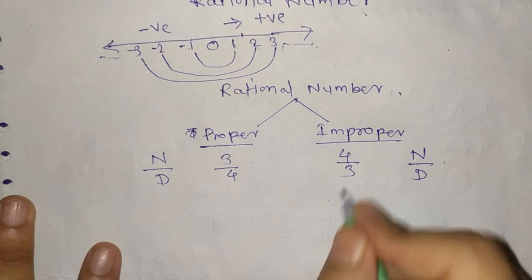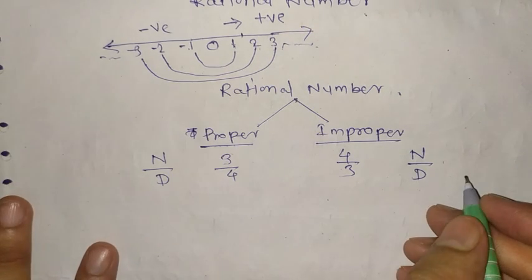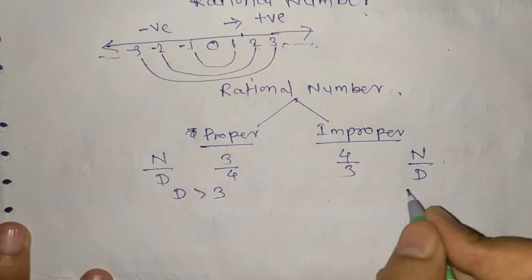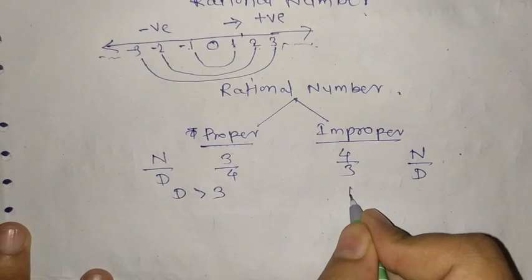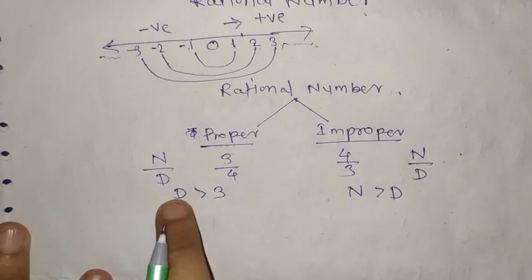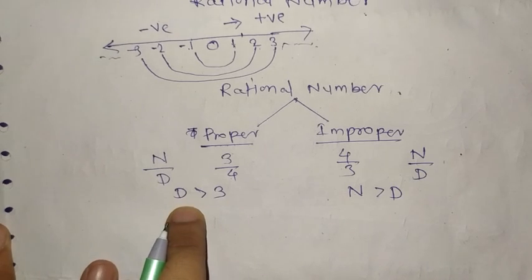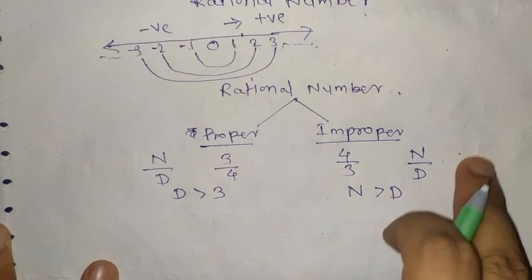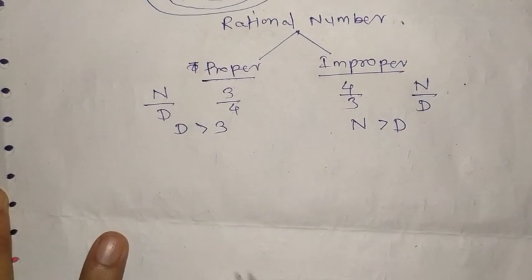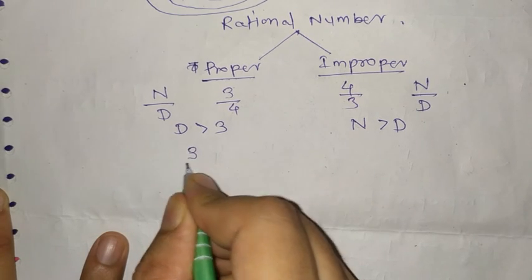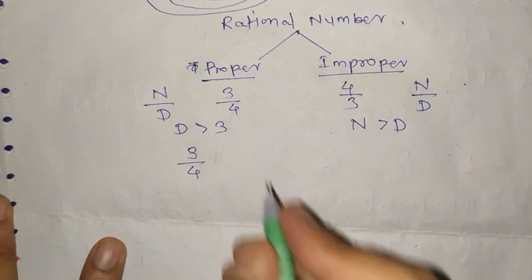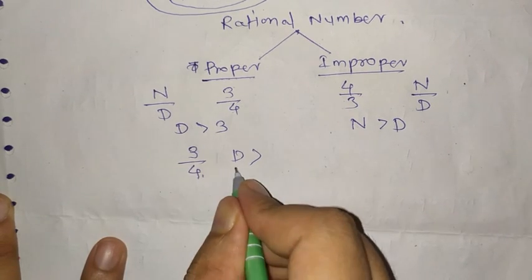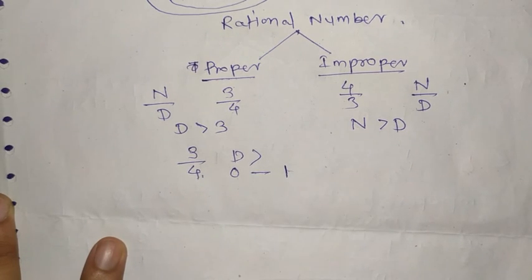So denominator means downside number, so that you can easily remember. So here in 3/4, the denominator 4 is greater than 3. Here the numerator is greater than the denominator, and in this side the denominator is greater. So that's the reason this is the proper fraction and this is the improper fraction. And now we will see how you can plot the proper fraction number. So proper fraction is 3/4. If the denominator is greater, then it means the number is present in between 0 and 1.